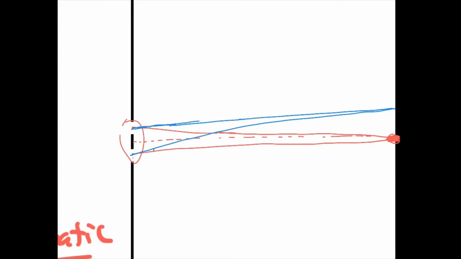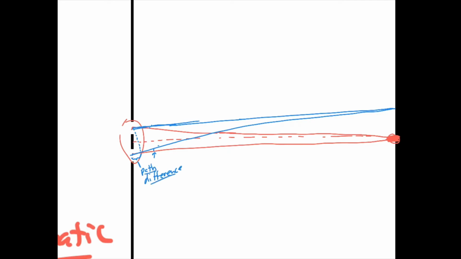Which one of those is longer? Hopefully you recognize that the one down here on the bottom is a longer distance, right? The one on the top is shorter, okay? So the top one is shorter, the bottom one is longer. Now if that's the case, then we have right here what's called a path difference.